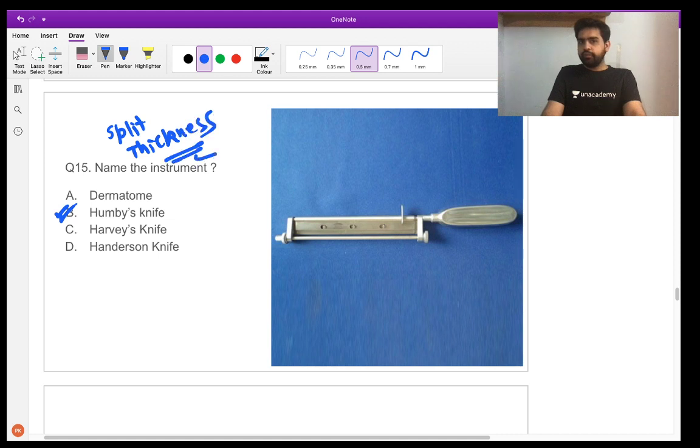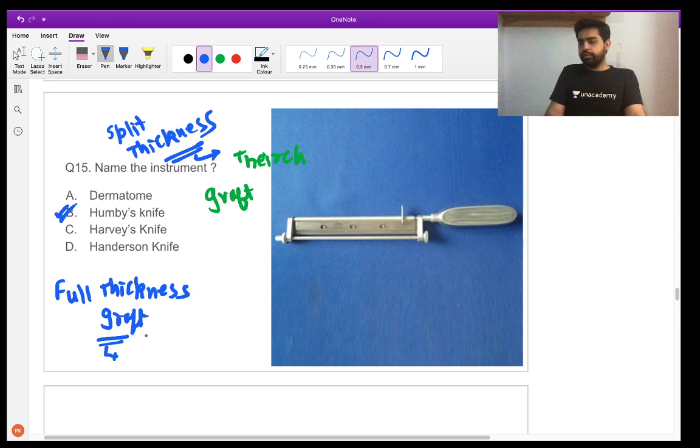What is the other name of split thickness graft? You call it a Thiersch graft. And what is the other name for the full thickness skin graft? This is about the split thickness skin graft, that is fine. What instrument do you use to take a graft in a full thickness graft? That is very good. It is called a Wolfe graft.